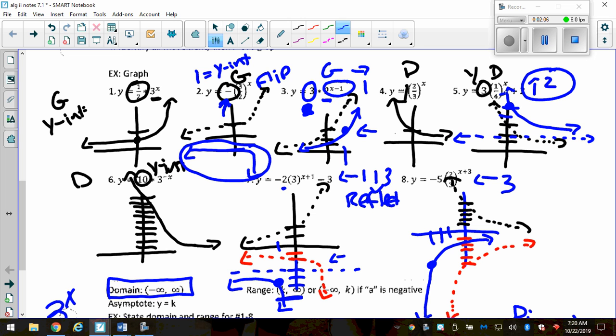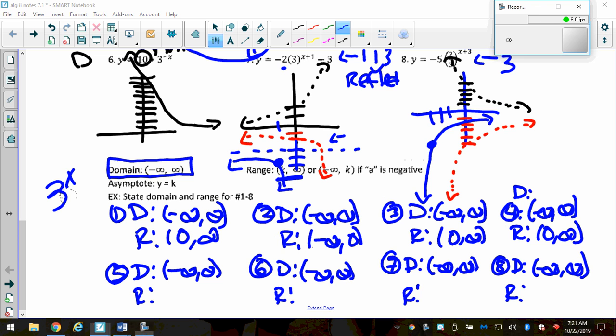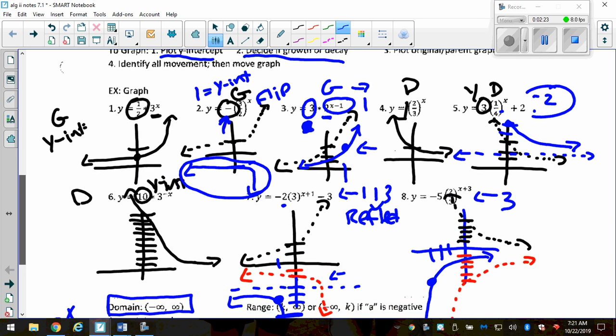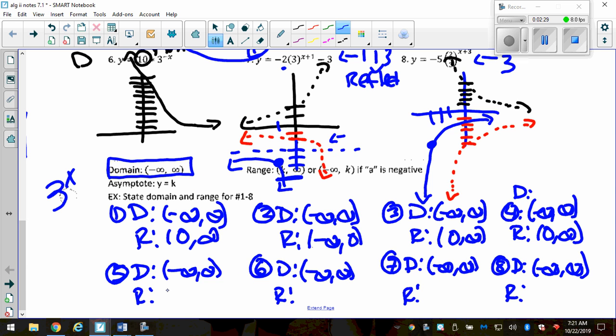So go ahead and just write what your k value will be, and if it's going to be negative infinity or whatnot. Pick out your answers for 5, 6, 7, and 8. I went ahead and wrote down all the domains for all of those, negative infinity to infinity. Number 5 has a k value here, 2. It's pointing up, so it's going to be 2 to infinity.